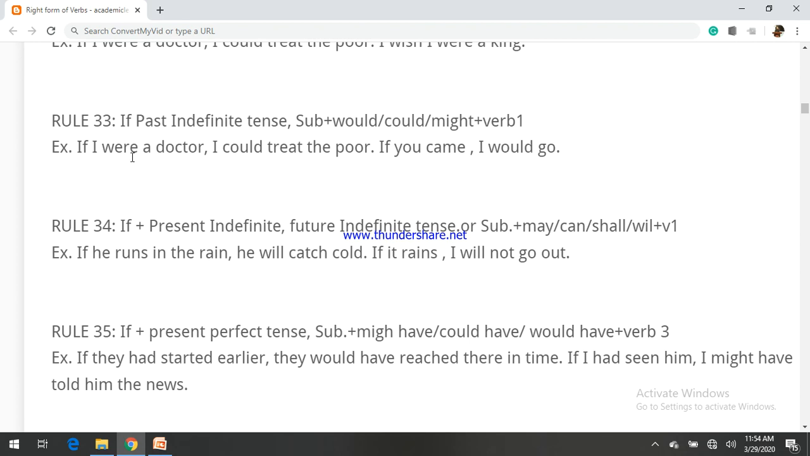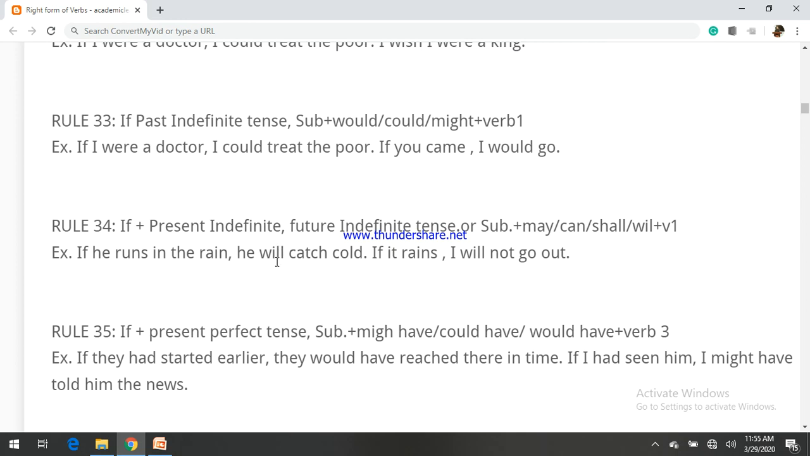Okay. Rule 33, if past indefinite tense. Maybe I have to discuss rule 34 first, because these are the rules from conditional sentences. Rule 34 is the first conditional: if plus present indefinite, then future indefinite. Rule 33 is the second conditional: if plus past indefinite, then subject plus would or could or might plus verb 1. Let's discuss rule 34. If he runs in the rain, if plus he runs in the rain is present indefinite. If plus present indefinite, then he will catch cold: he plus shall or will plus v1. If plus present indefinite, then future indefinite.